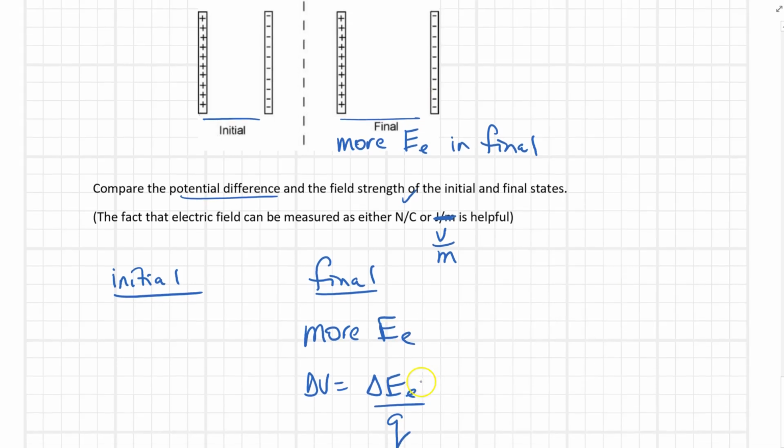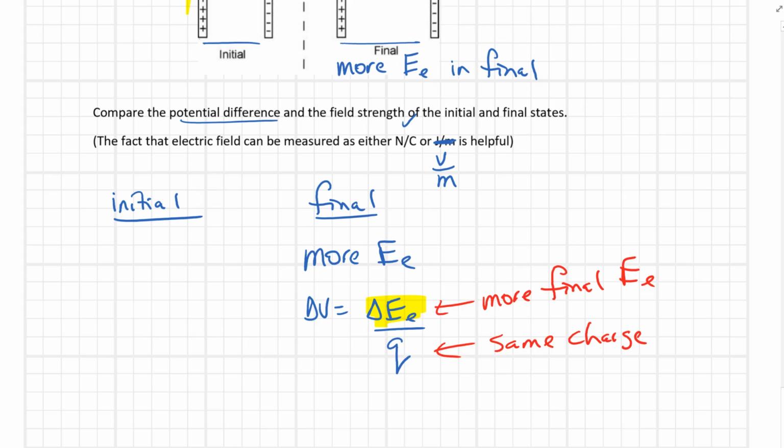So we know that this number here, the numerator, has gotten larger. We've stored more energy afterwards than before. What about the Q? Are there more or less charges involved? Well, if I look at it, there's the same number of pluses and minuses. So just to write this down, we've got more final E, but we have the same amount of charge. So what happens when the numerator gets bigger and the denominator stays the same? We're going to say, therefore, or maybe we should switch back to blue, we've got more potential difference.